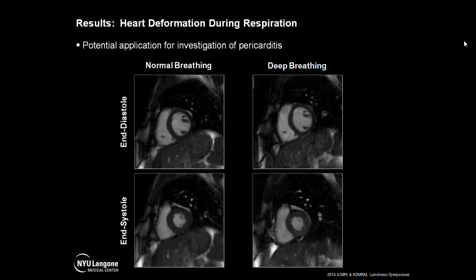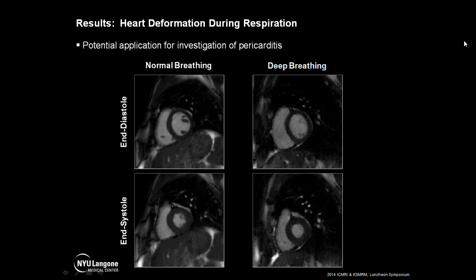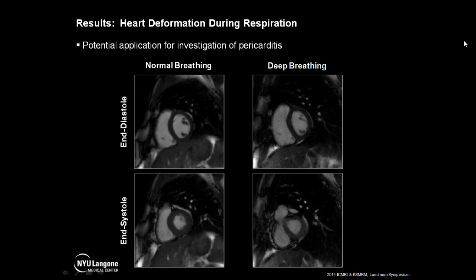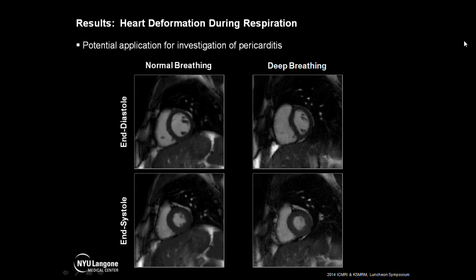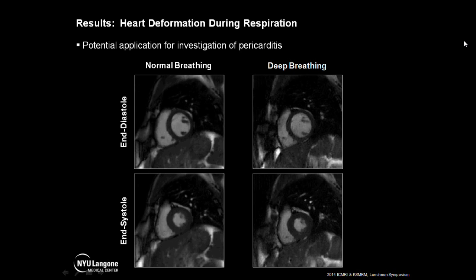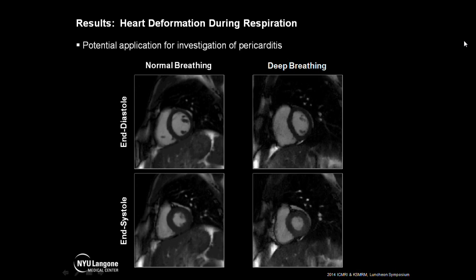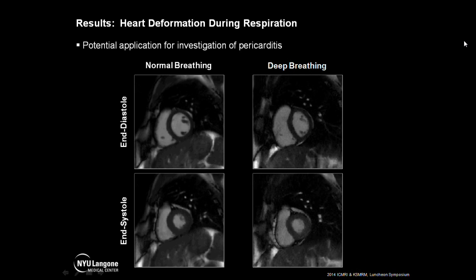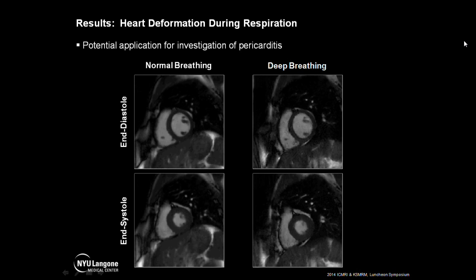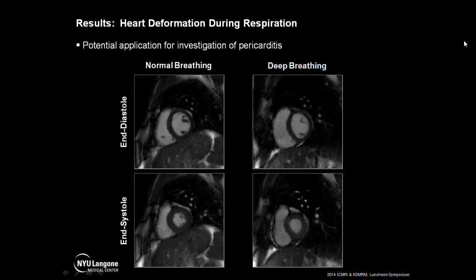And this is again shown on the next slide for different degrees of breathing. On the left side, you can see normal breathing, and on the right side, you can see very deep breathing. And you can see that there's a quite substantial deformation of this interventricular septum, especially in the diastolic phase. And this was a healthy volunteer without any condition. So this technique potentially might help us to better understand the interaction between the left and right ventricle, and it potentially might also give important information in the investigation of diseases like pericarditis.